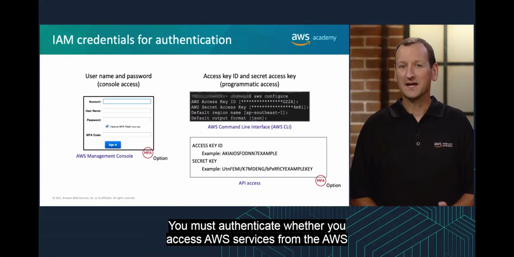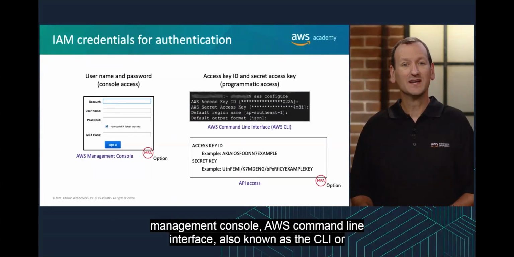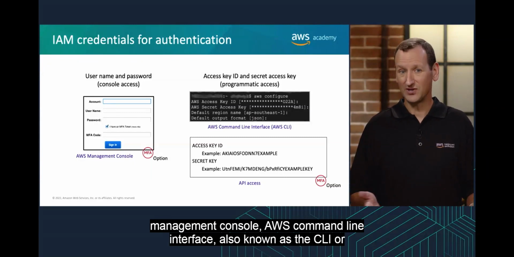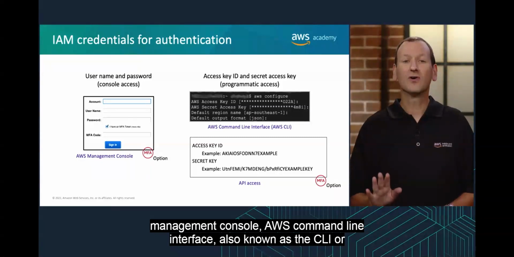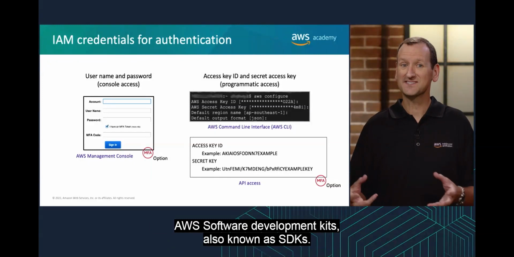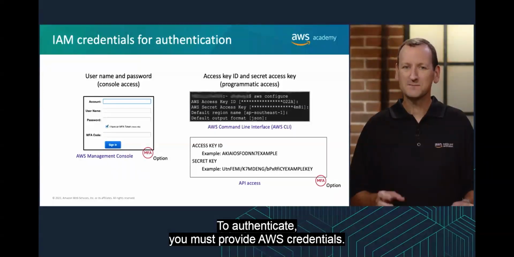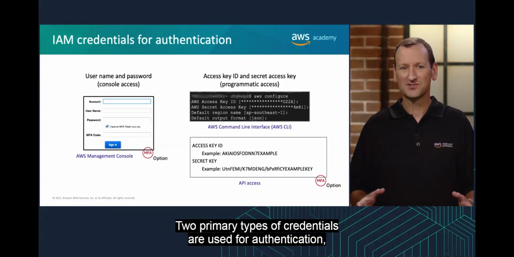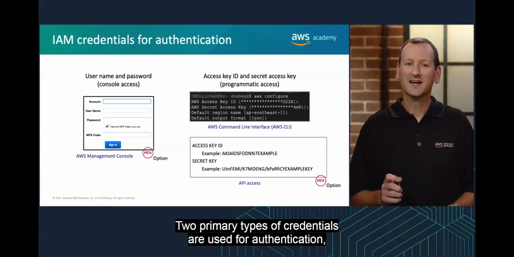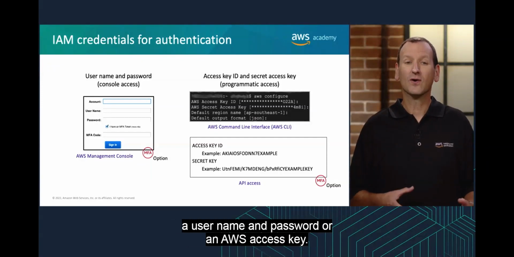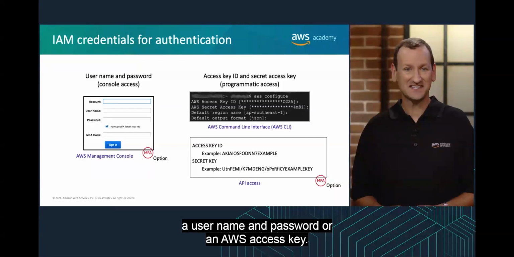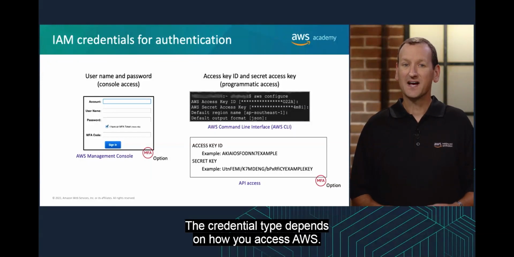You must authenticate whether you access AWS services from the AWS Management Console, AWS Command Line Interface, also known as the CLI, or AWS Software Development Kits, also known as SDKs. To authenticate, you must provide AWS credentials. Two primary types of credentials are used for authentication: a username and password, or an AWS access key. The credential type depends on how you access AWS.